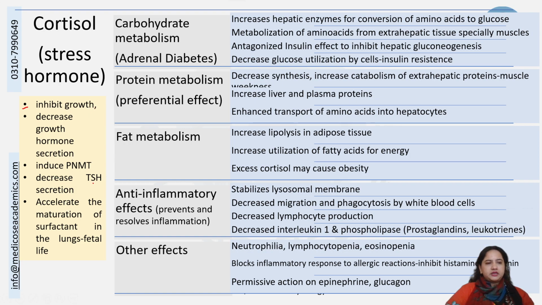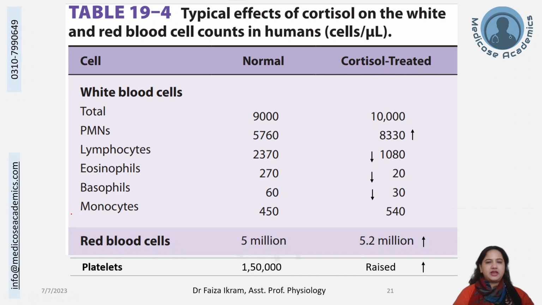It decreases the thyroid stimulating hormone secretion and accelerates the maturation of surfactant at the time of fetal development, specifically in the last trimester. This is its effect on the blood cells. As we discussed, RBCs, platelets, and neutrophils increase. Lymphocytes, basophils, and eosinophils decrease by cortisol.